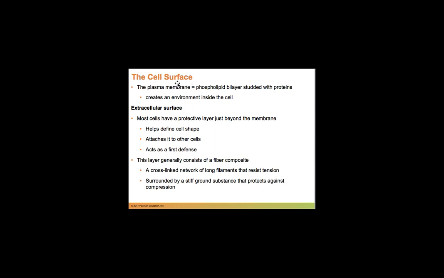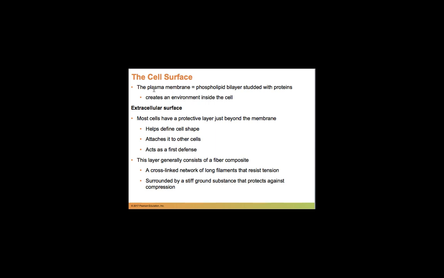So we know that we already have our plasma membrane, right? Our plasma membrane is that phospholipid bilayer, has embedded proteins in it, so we call it the fluid mosaic model. And we understand that the plasma membrane is going to contain all of our internal structures of the cell, right? By creating that environment inside the cell.